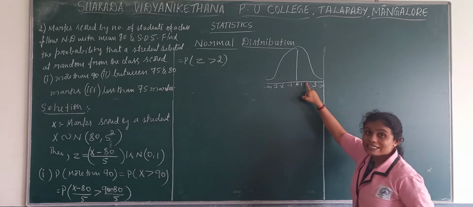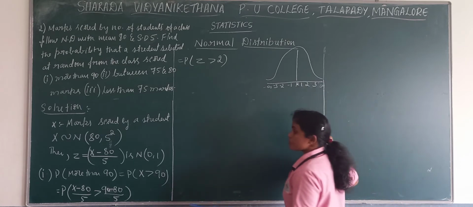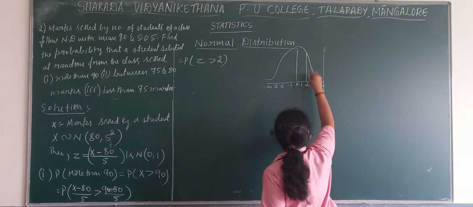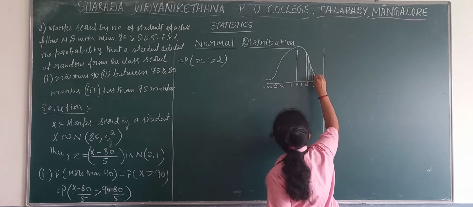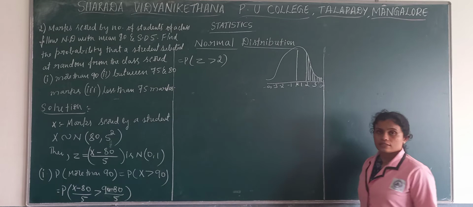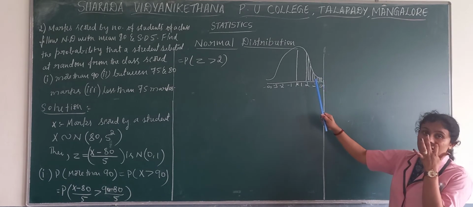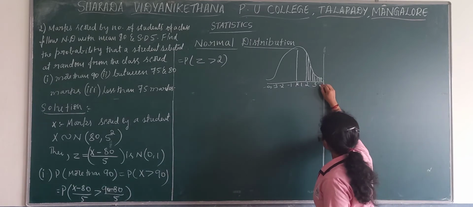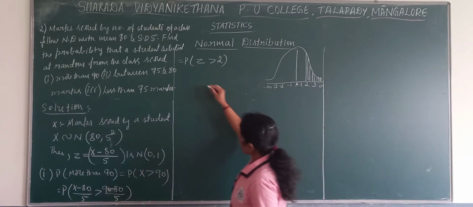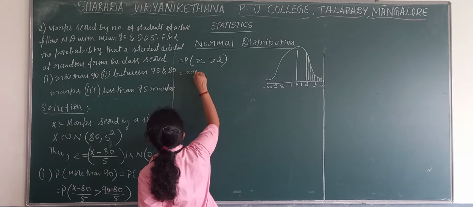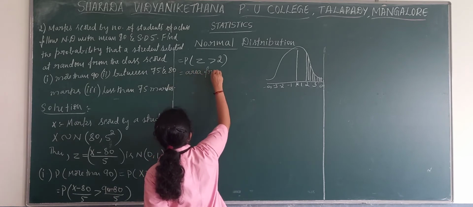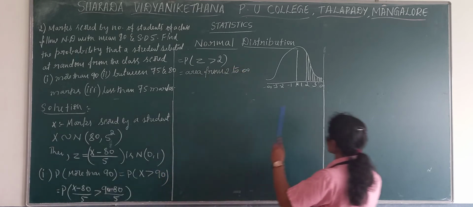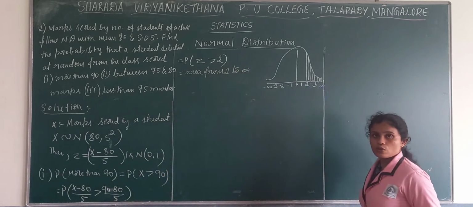Here it is 2. Greater than means the right side. Greater than 2. Locate the area and shade that area. So this is the area: the area from 2 to positive infinity.